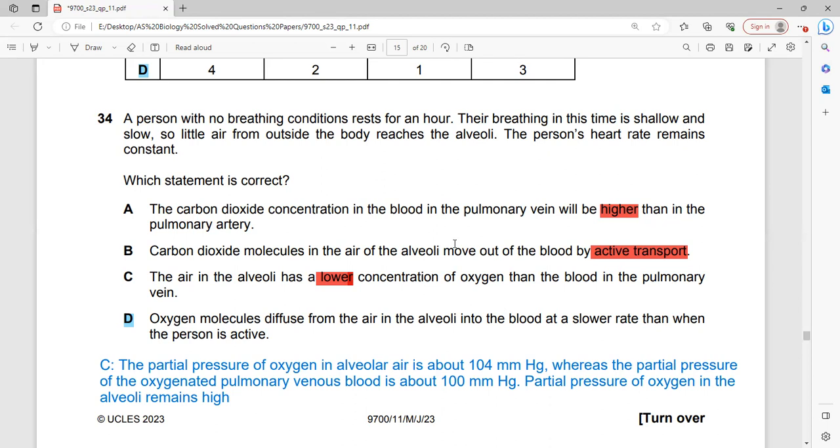The option D, the oxygen molecules diffuse from the air in the alveoli into the blood at a slow rate when the person is inactive. So if the person is not active or in a sleeping mode, the rate of diffusion will be low. Why? Because the tidal volume is only 500 cubic centimeters. So if the tidal volume is 500 cubic centimeters out of 5,000, you're breathing in and breathing out, the rate of diffusion will be less.